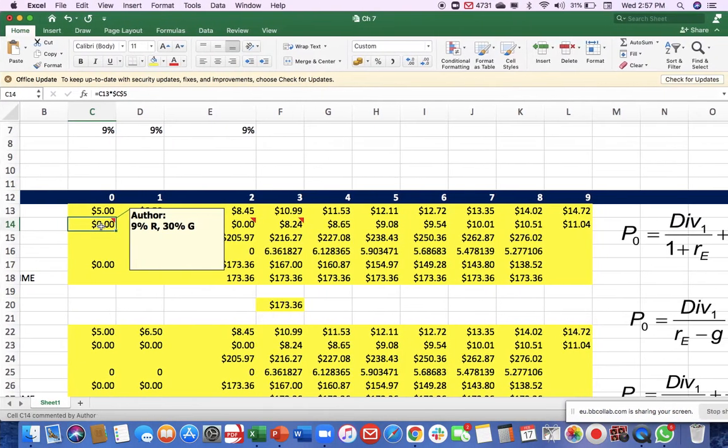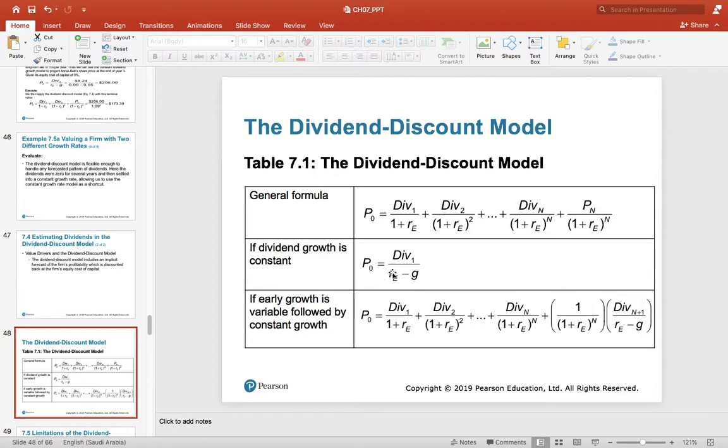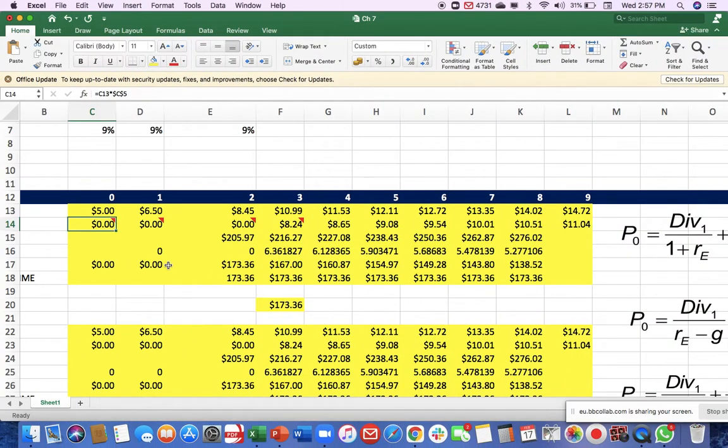So this is the second model, second formula, D1 divided by R minus G. We use D1 divided by R minus G when R becomes greater than G, 9% and 5%. Here we have used the perpetuity growth model. See, D1 divided by R minus G, we have used it in the formula.